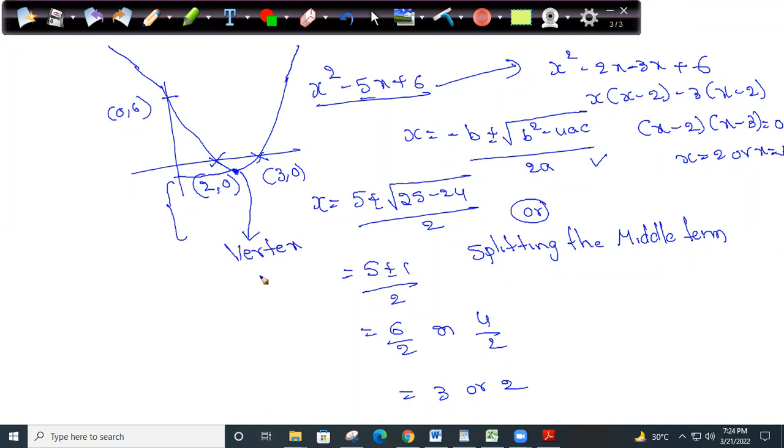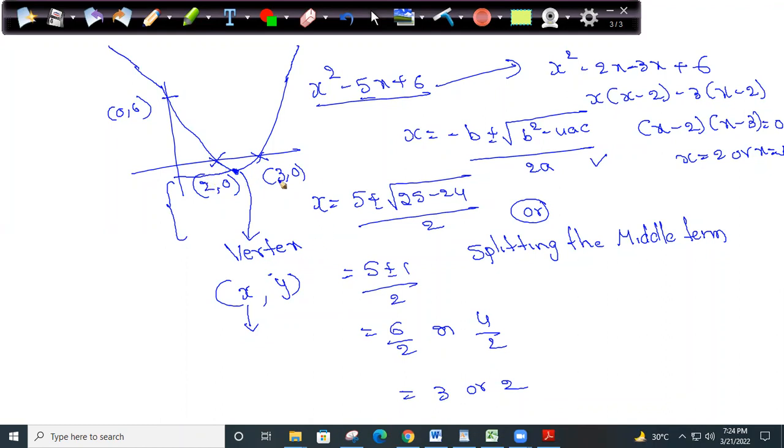Now, most important, the vertex will have two coordinates, right? X, y. How do you find the x value of the vertex? There are two ways to find the x value of the vertex. Most important for SAT. Listen to me carefully. How do you find the x value of the vertex? There are two ways. What are those ways?